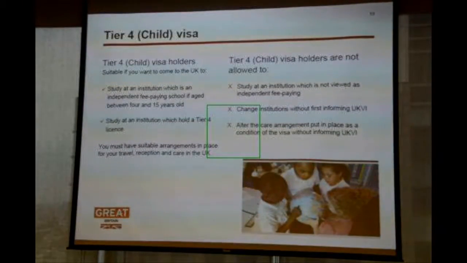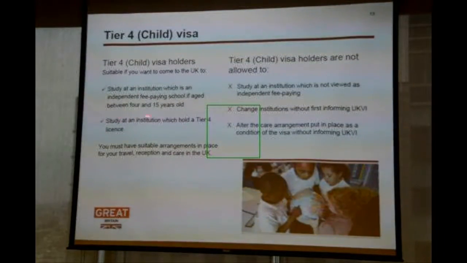Okay, so moving on to the Tier 4 child visa. This is for those who want to come to the UK to study at an institution, which is an independent fee-paying school. So it can't be a state school, okay, so you still have to pay a fee to go to that school. And it's for children aged between 4 to 15 years old.